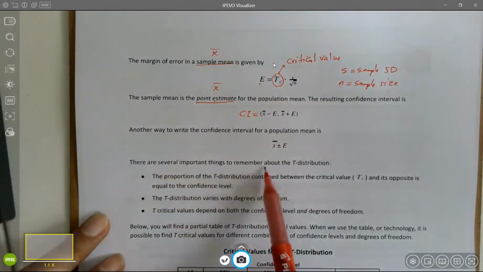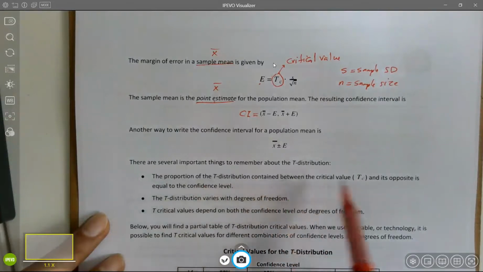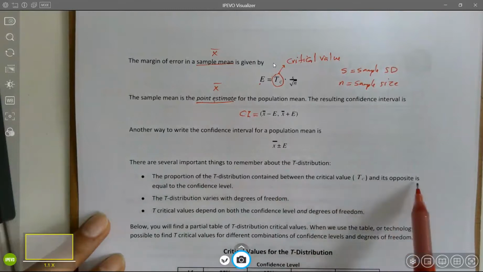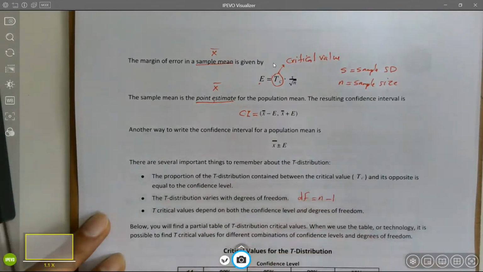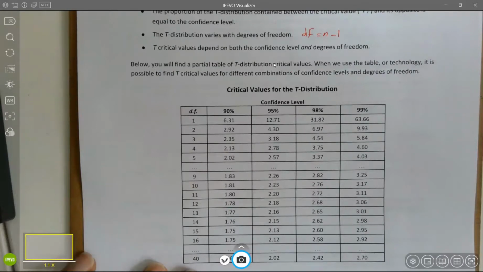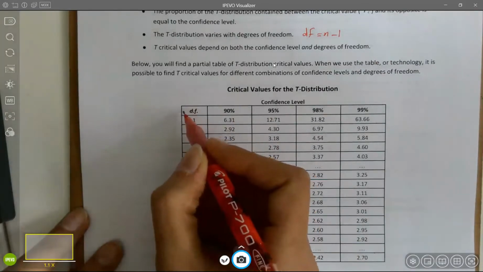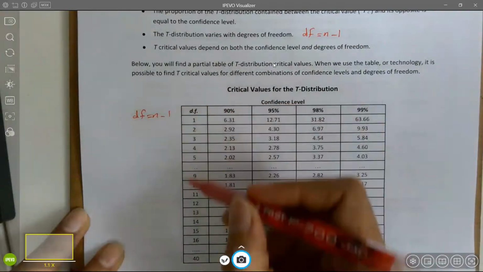There are several important things to remember about the t-distribution. The area of the t-distribution contained between the critical value t sub C and its opposite is equal to the confidence level. The t-distribution varies with degrees of freedom, or n minus 1. T critical values depend on both the confidence level and the degrees of freedom. We have a nice table that helps us find the critical value t sub C. After calculating degrees of freedom, which is n minus 1, we use the very first column, which is related to degrees of freedom.